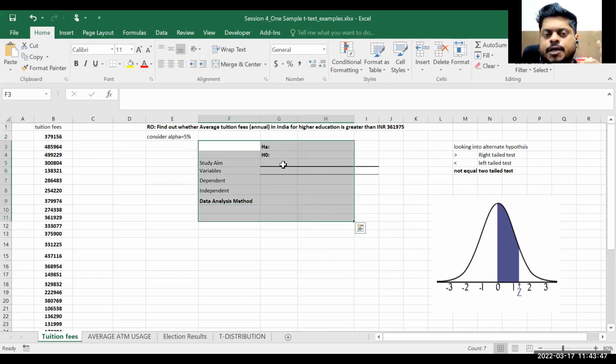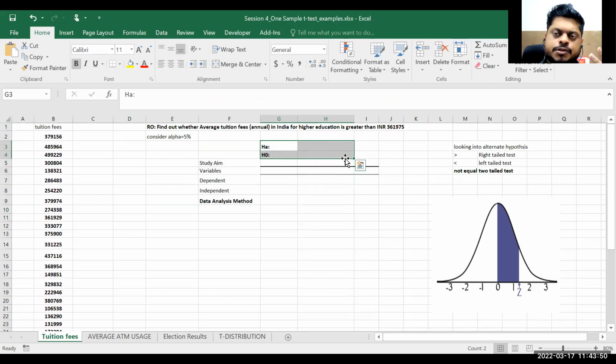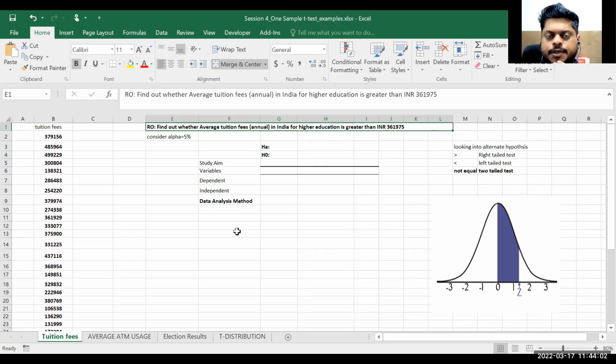First 2 marks are for writing down the alternate and null hypothesis. All the 3 questions will have the same. If you are able to write them down correctly, 2 marks are given. So in this particular case, the research objective is to understand whether higher education fees are greater than 361,975. Two classes back, I showed you a newspaper article where HSBC had conducted a study. Let's say I'm taking that as my base article and trying to prove whether it is correct or not: find whether average tuition fees are greater than 361,975.